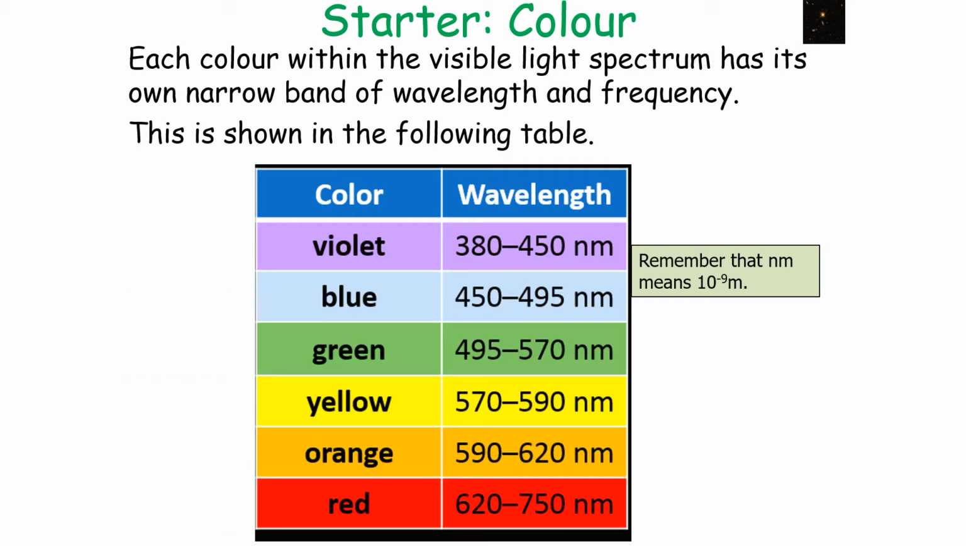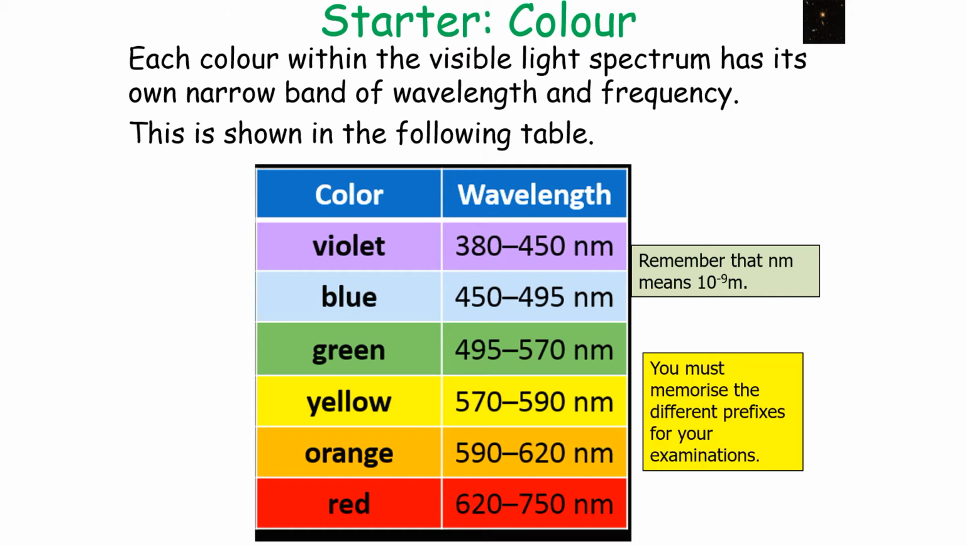So we can see in the following table the different wavelengths of the colours of light. Now really you should try and memorise the different prefixes for your examination, so you should know that in this table we have nanometres, which means 10 to the minus 9 metres.